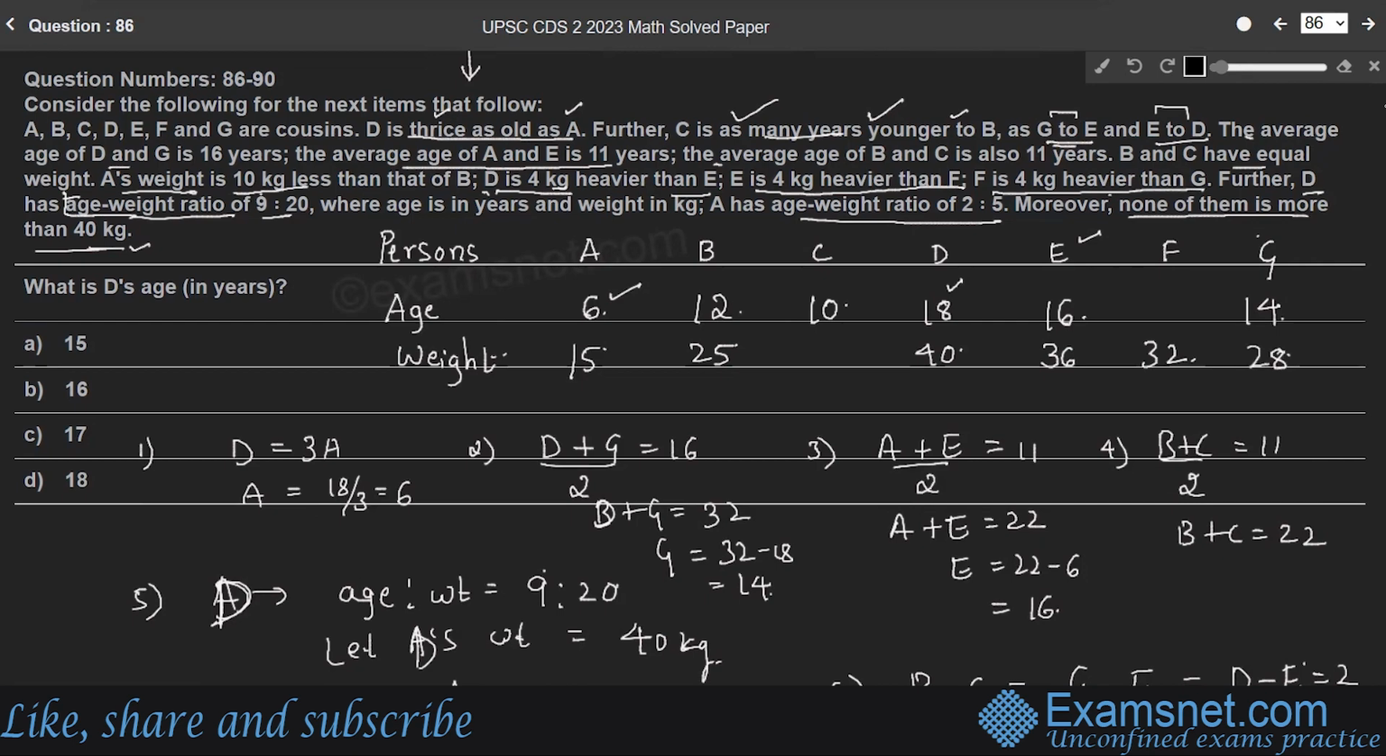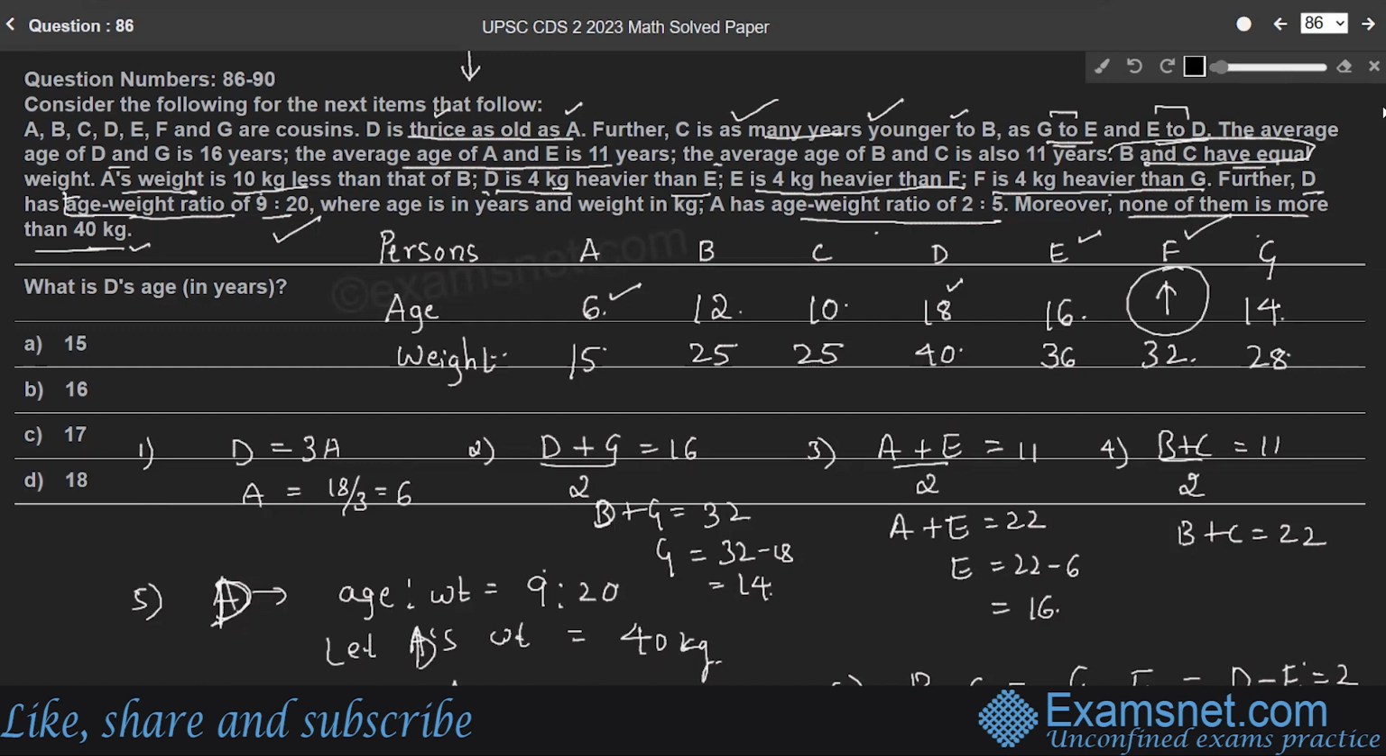Further, D's age-weight ratio is done, and A's age-weight ratio is done. We are left with C's weight, right? B and C have equal weights, which is given here. Therefore, C's weight is also 25 kg. F's age is not given, so we'll discuss it later.